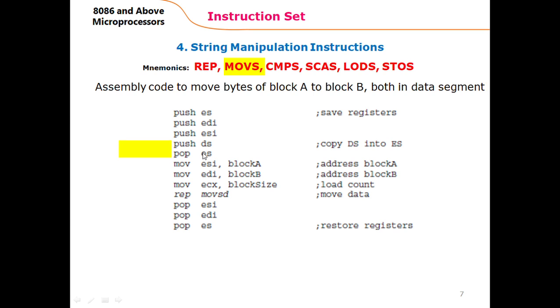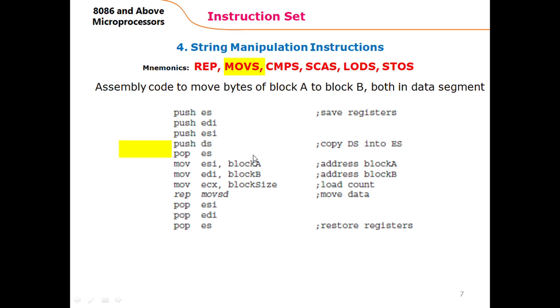So now, as the extra segment has the value stored in the data segment register, it would point to the data segment instead of pointing to the old extra segment. So we have just reset the extra segment register so that it also points to the data segment, and the data segment register originally has the value pointing to the data segment. So extra segment and data segment both now point to the starting address of the data segment.